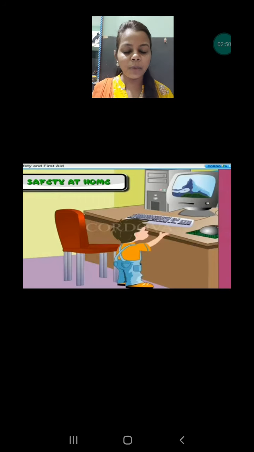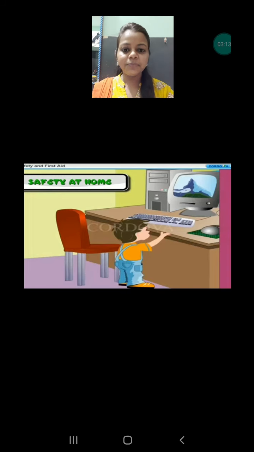No, not at all. If you are not able to reach and you want some object, always call your parents or guardian to give those things to you. Never try to touch or climb or take those things which are far away from you. Okay, otherwise what will happen? You can fall from the table and chair and hurt yourself.